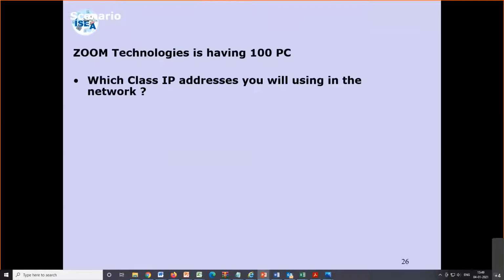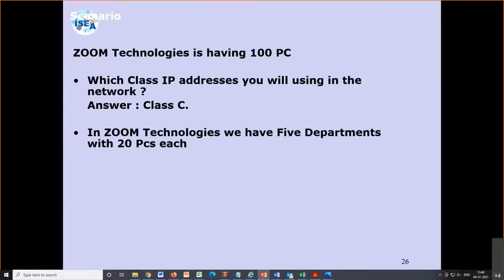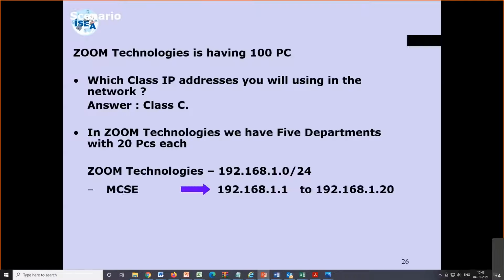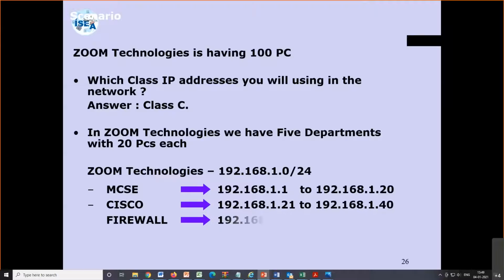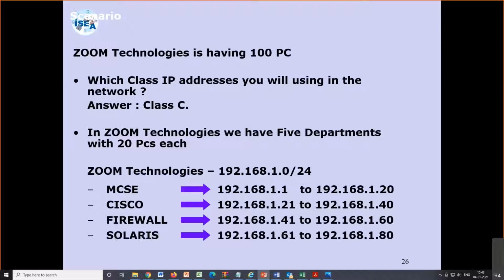There is a company having 100 PCs. Which class IP address will you use in this network? Class C, because they are fewer than 256, so it is the C class. If they have 5 departments, you can further divide into them like this. Am I right? You will divide the 5 departments in these ways.